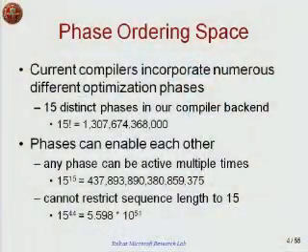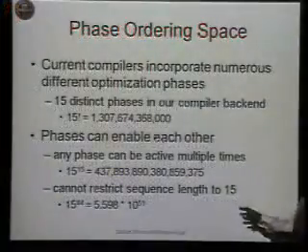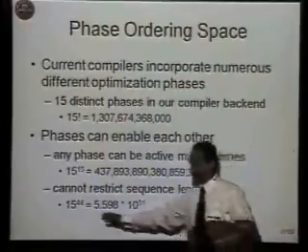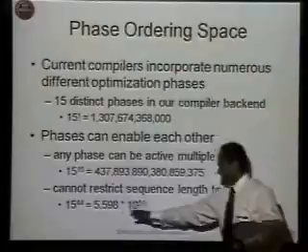But the problem is even harder, because since now phases can enable each other, we cannot even restrict the sequence length to 15. We don't even know what the best sequence length is. It changes for each function, for each application. So for our benchmarks, we found that the largest active phase sequence length was 44, which for that function gave us a space of the order of 10 raised to 51, which is a really large number of orderings to evaluate, and it's certainly impossible.